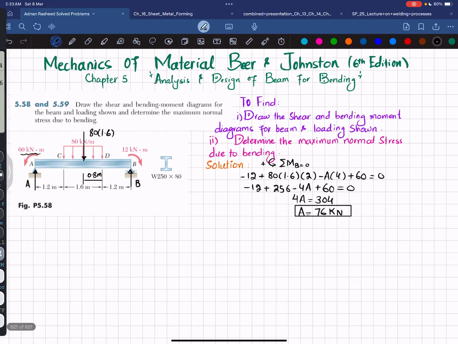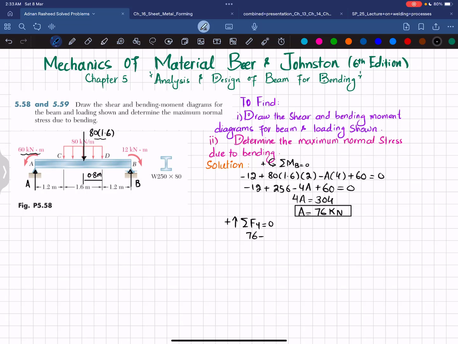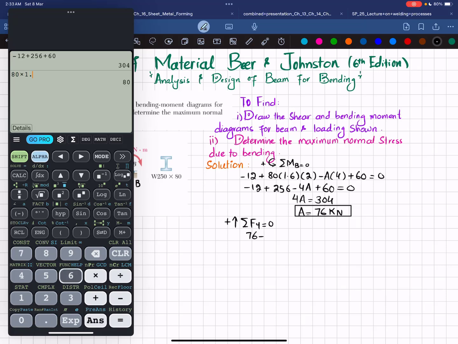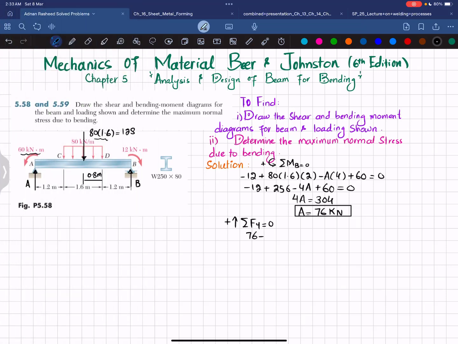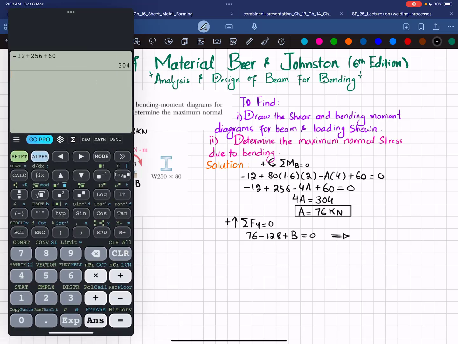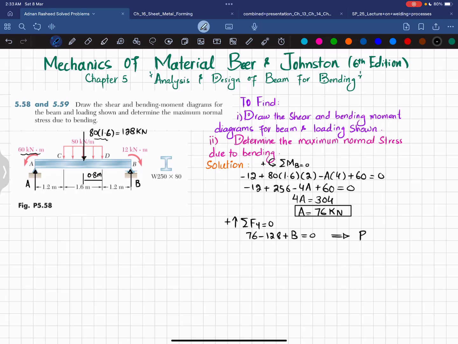Now we will calculate B by using another equation of equilibrium: the sum of all forces along the y direction must be equal to 0, with upward force taken as positive. So A, which is upward, is 76, minus 80 multiplied by 1.6, which gives 128 kN. So 76 minus 128 plus B is equal to 0. From here, 76 minus 128 gives minus 52, so B will be equal to plus 52 kN. Okay, now we have these two reaction forces.